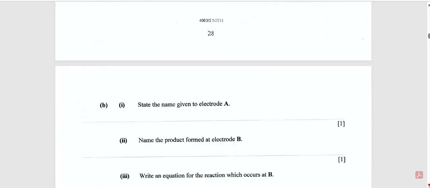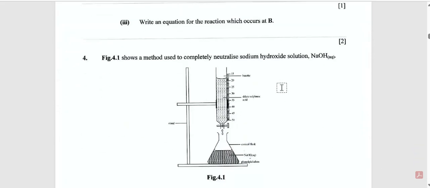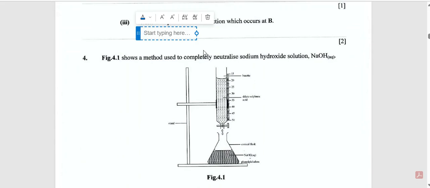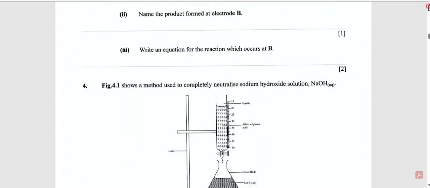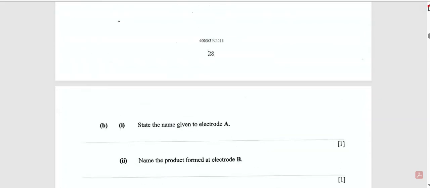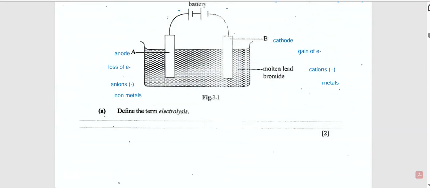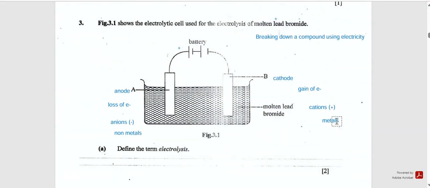Then let's move on. Write the word equation for the reaction that occurs at B. Remember, what did we say here? Cathode. Let's check. Yes, B is the cathode. What goes there gains electrons.